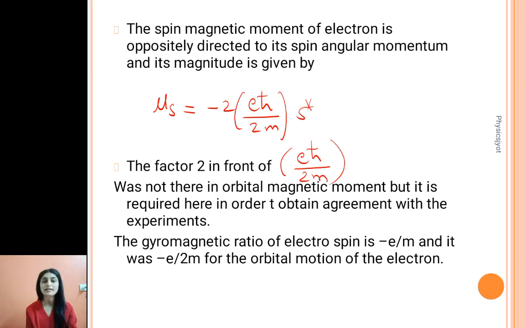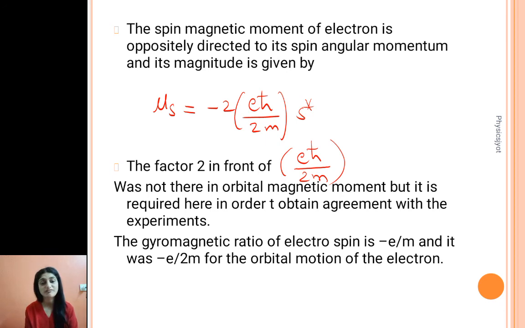So the spin magnetic moment of the electron is oppositely directed to the spin angular momentum, just similar to μ_L and L, which are directed oppositely. Here we have this factor 2 which is additional. The factor 2 in front of eħ/2m was not there in the orbital magnetic moment, but it is required here in order to obtain agreement with the experiments. So these values are assigned to match the experimental data.